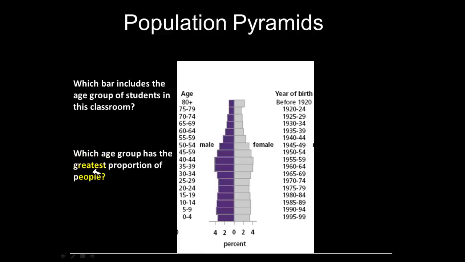The second question: which age group has the greatest proportion of people? If we take a look at this one, it would be this one. The ages of 40 through 44 is the greatest age group of people. They slightly edge out 35 through 39-year-olds. Of course, then the answer is 15 to 19-year-olds and 35 to 44.